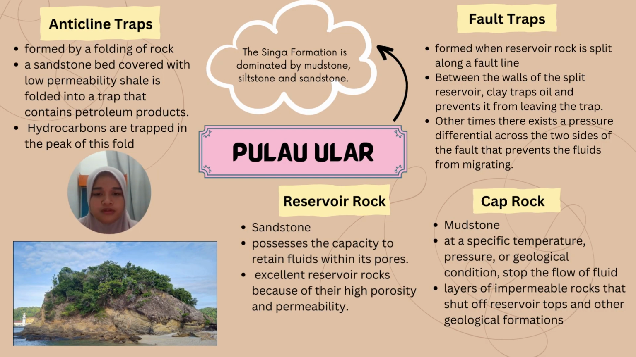Pulau Ula is composed of rock from the Singa Formation. The Singa Formation is dominated by mudstone, siltstone and sandstone. The petroleum geology in Pulau Ula includes anticline traps, fault traps, reservoir rock and cap rock. The anticline trap is formed by the folding of rock, specifically a sandstone bed covered with low permeability shale that is folded into a trap containing petroleum products. The hydrocarbons are trapped in the peak of this fold.